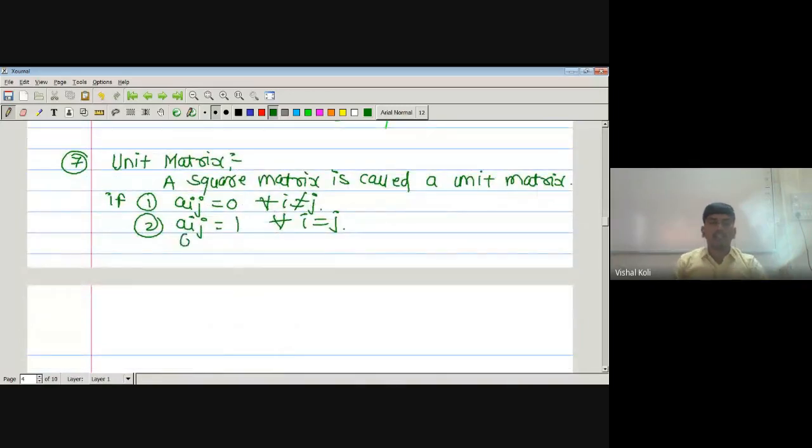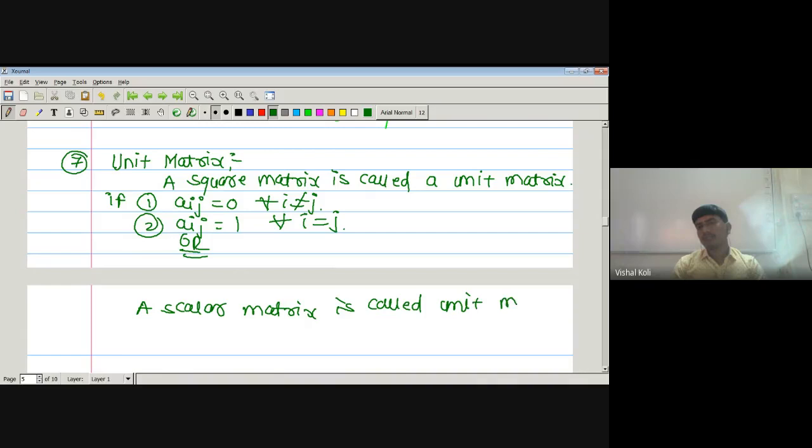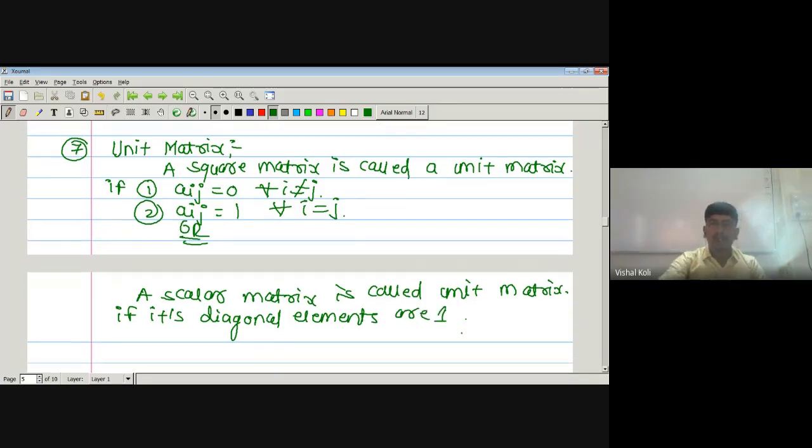So a unit matrix is actually nothing but a scalar matrix. Actually it is a scalar matrix. It's called a unit matrix if its diagonal elements are one, that is, the diagonal elements are one. Okay, so see its example.